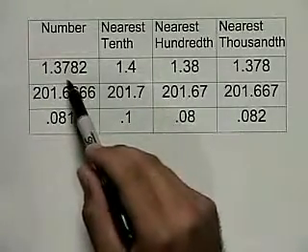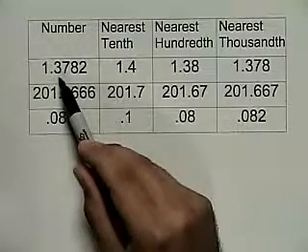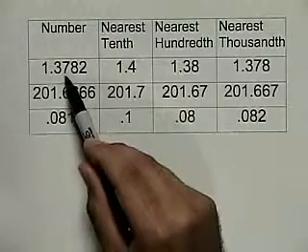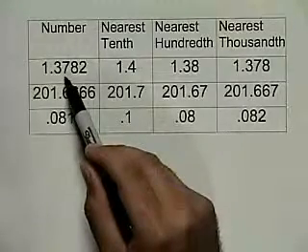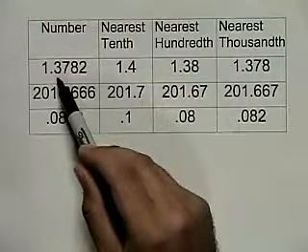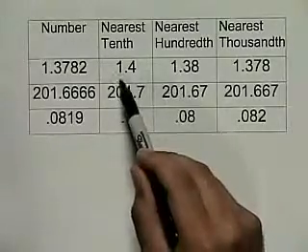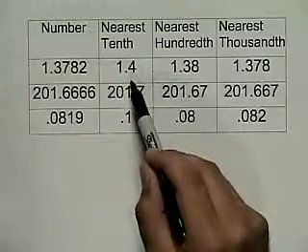If that number is 5 or greater, we'll round the 3 up to a 4. If the number is less than 5, we'll keep the number 3. Since there's a 7 to the right of it, that's greater than 5, so we need to round the 3 up to a 4. So this number would be 1.4 when rounded to the nearest tenth.